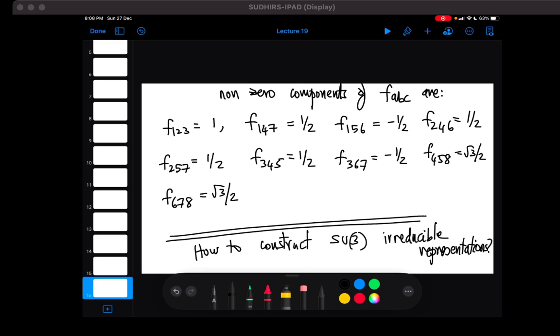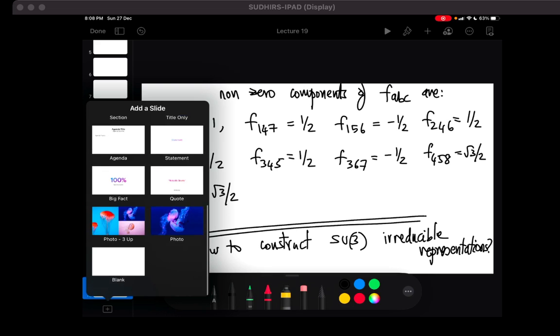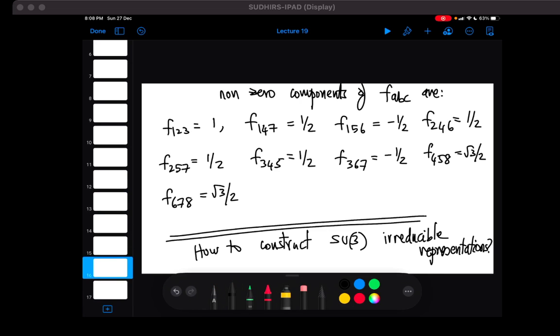Now we ask the question: how to construct SU3 representations, which are the irreducible representations of SU3. Here we want to follow the same methods which we have used for SU2, because we want to use the same angular momentum algebra technology. That makes things easier because we can use the same technology as we have done for SU2.